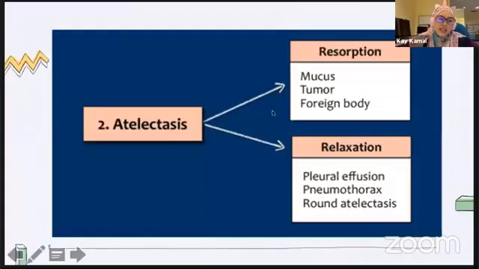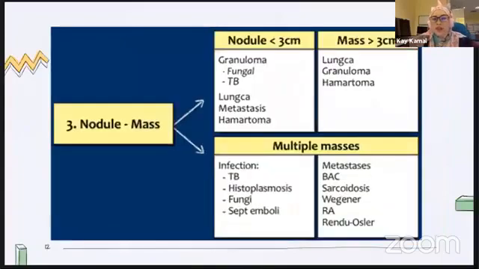And atelectasis happens because of either resorption or relaxation. Resorption is caused by mucus, tumor, and foreign body, causing the lungs to not be aerated, and eventually it gets resorbed, or there's something outside pushing it, causing it to collapse. And nodules and masses. Nodules are when something is less than 3 centimeters, and a mass is when it's more than 3 centimeters. And if you have multiple masses, these are the kind of differentials that need to come to mind.